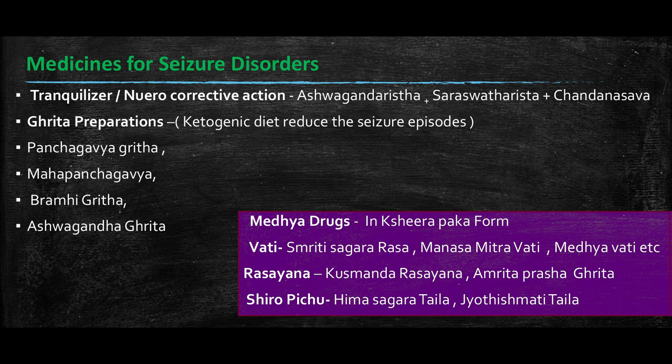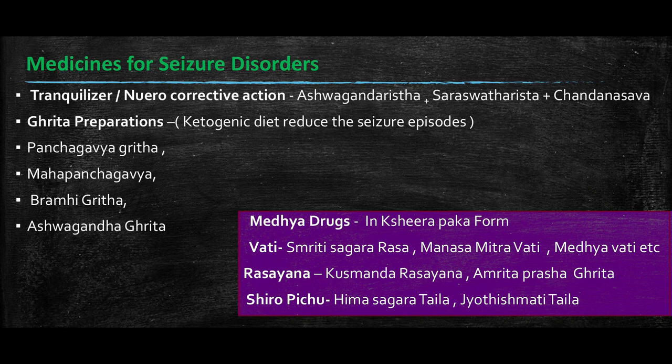Ghrita preparations can be given, because it is very clear in contemporary medical science also that a ketogenic diet will decrease the chance of seizures. When you provide a ketogenic diet, the chance of seizure will get reduced. So ghrita preparation has to be given here. Panchagavya Ghrita or Mahapanchagavya Ghrita, Kalyanaka Ghrita, Brahmi Ghrita, Ashwagandha Ghrita, any one or other ghrita preparation is a must.